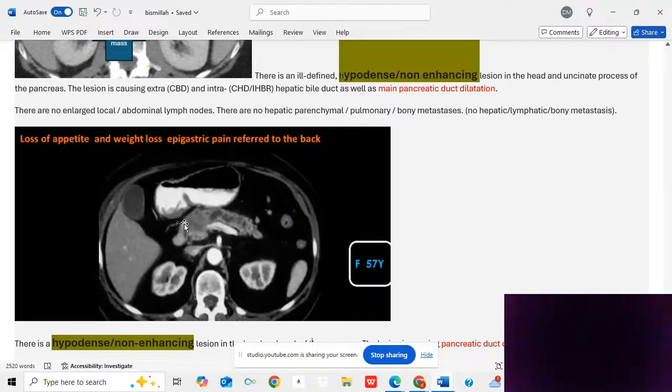You will see the dilated common hepatic duct, then the dilated common bile duct. It will be seen here when you go upwards, and you will see also the dilated common hepatic duct and the dilated intrahepatic biliary radicals. So I hope this information will be helpful to you to not miss any pancreatic head cancer.